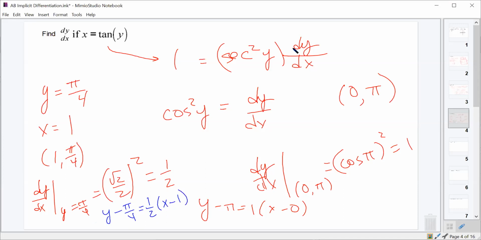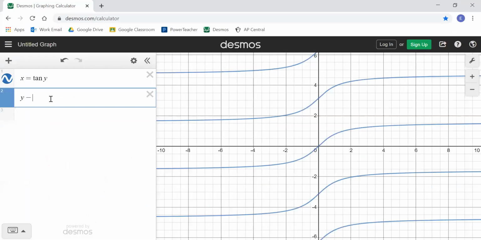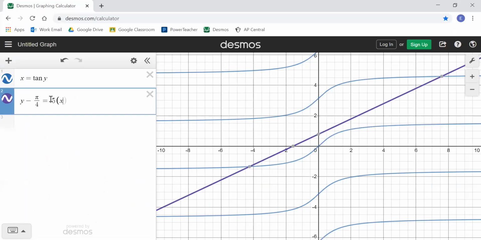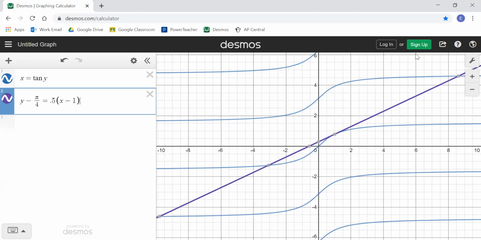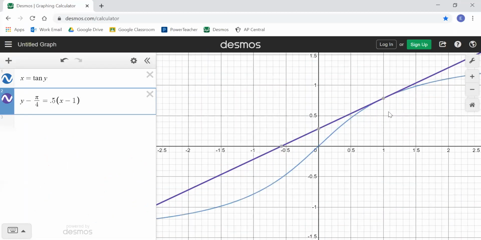And I think this will give us a little bit better illustration of that tangent line, because the one we picked initially wasn't super great. Y minus pi over 4 equals, what was it, 1/2 times x minus 1. And we can see right there that at that point, 1 comma pi over 4, we're tangent to our graph, still a tangent line. Everybody good with that? See that this still works even though it's an implicitly defined equation? Yep. All right, cool.